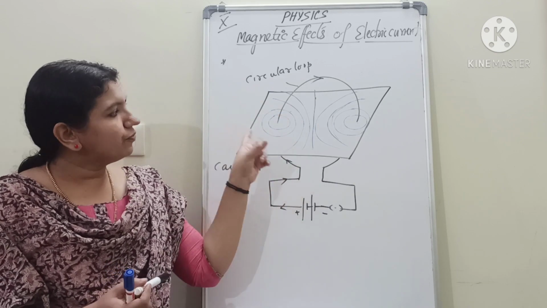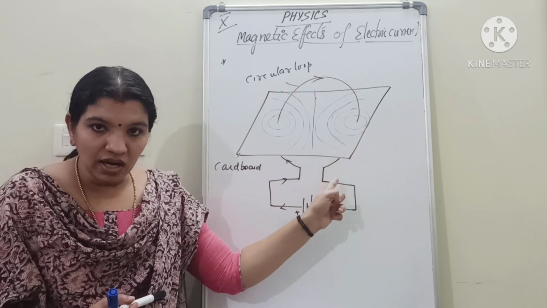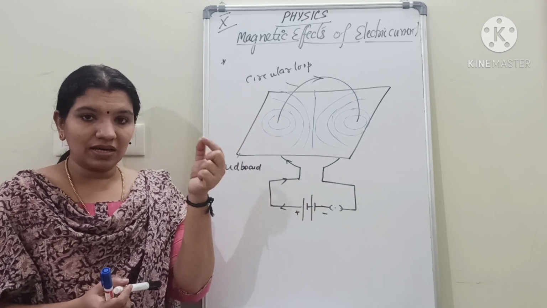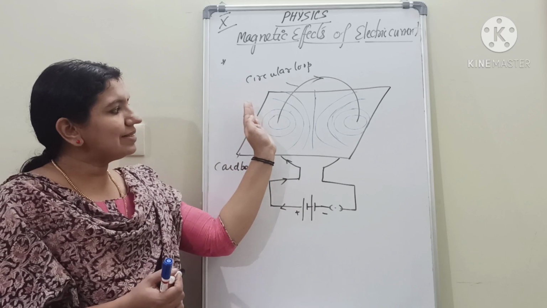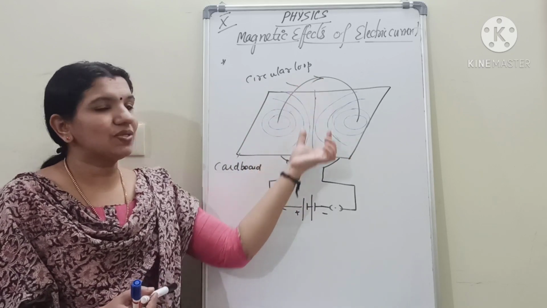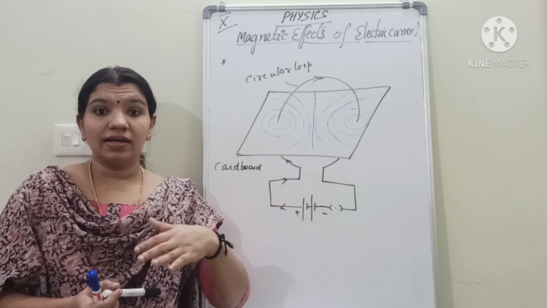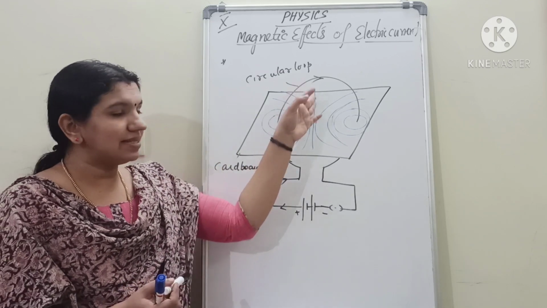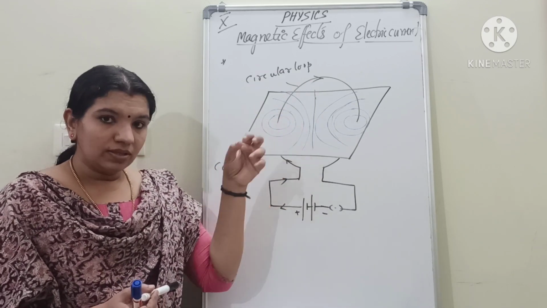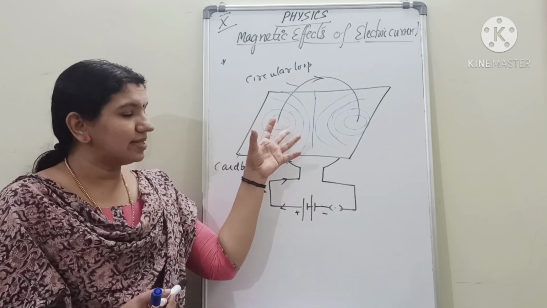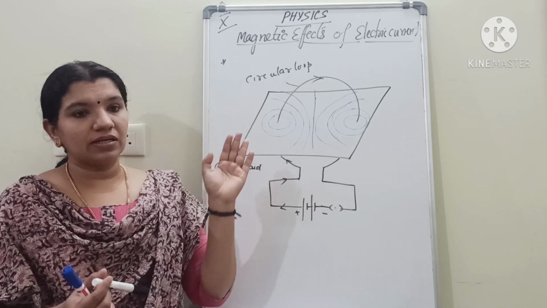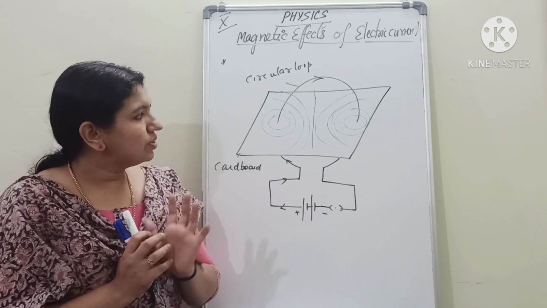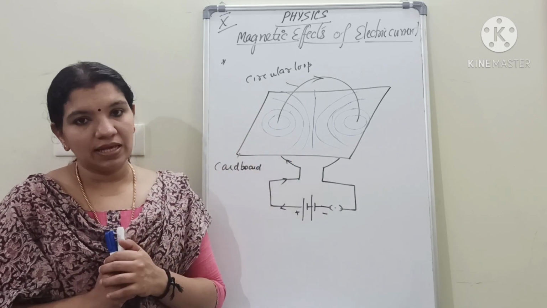That means if we are using a circular loop, the magnetic field lines will be concentric circles at each point, but towards the center they will be straight lines, which indicates that the field is getting stronger. The field is uniform at the center, and also stronger towards the center, because from both sides the magnetic fields are moving towards the center. Understand? So this is how a circular loop is connected.